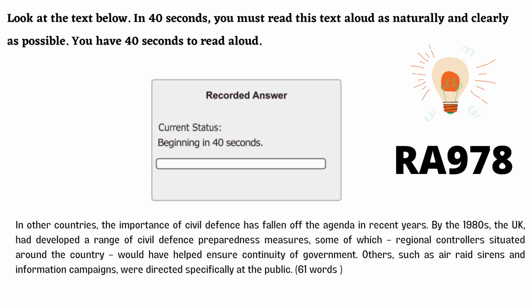In other countries, the importance of civil defense has fallen off the agenda in recent years. By the 1980s, the UK had developed a range of civil defense preparedness measures, some of which, regional controllers situated around the country, would have helped ensure continuity of government. Others, such as air raid sirens and information campaigns, were directed specifically at the public.